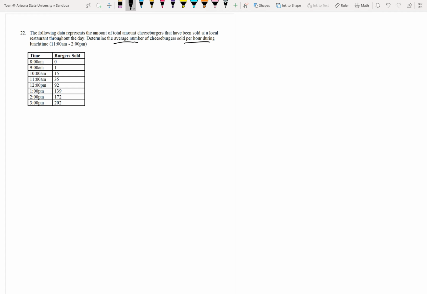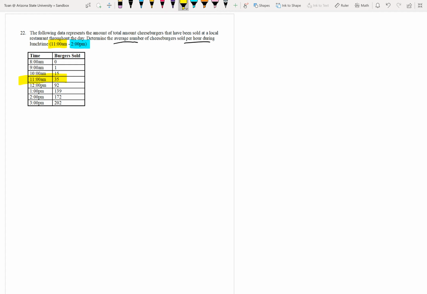Now, the important thing to realize is this table here does not give you the individual number of burgers sold, but rather a running total. That's what it says: this data represents the total amount of cheeseburgers. So since they want the average rate of change, aka slope, between 11 a.m. and 2 p.m., I have to find that information in the table.